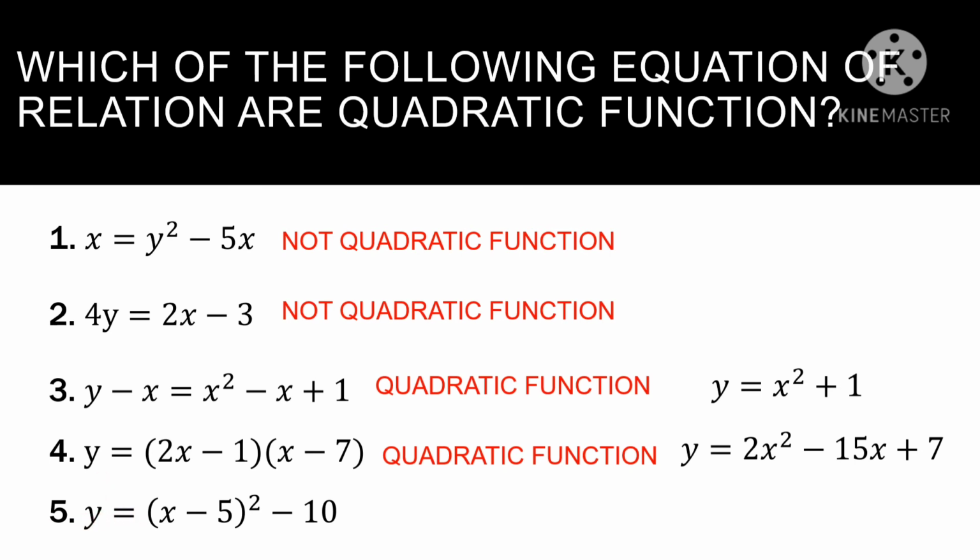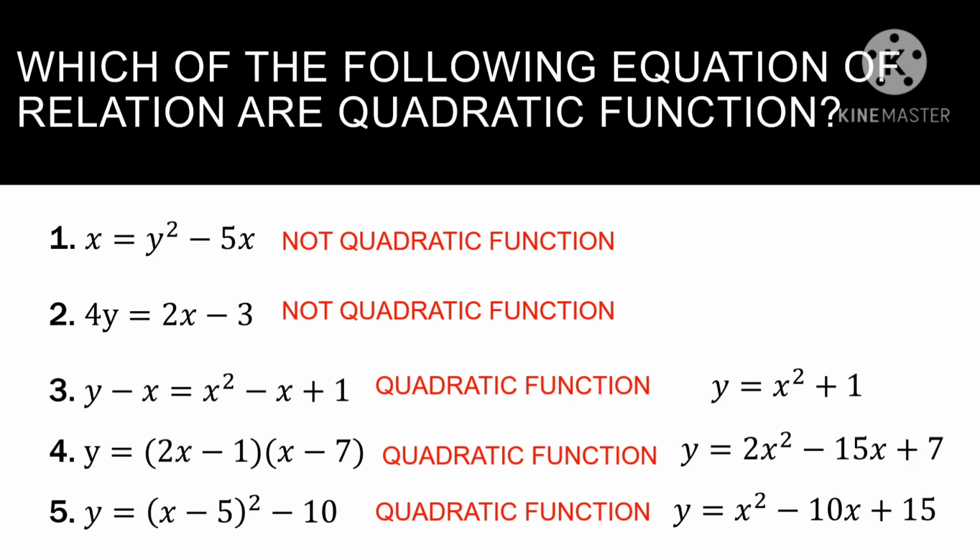So number 5 is a quadratic function. Okay, because if you are going to expand this square of x minus 5, you will come up with x squared minus 10x plus 25. Then plus 25 minus 10 is equal to 15. So the equation will become y equals x squared minus 10x plus 15. So that is how we identify if the given equation is a quadratic function or not quadratic function.